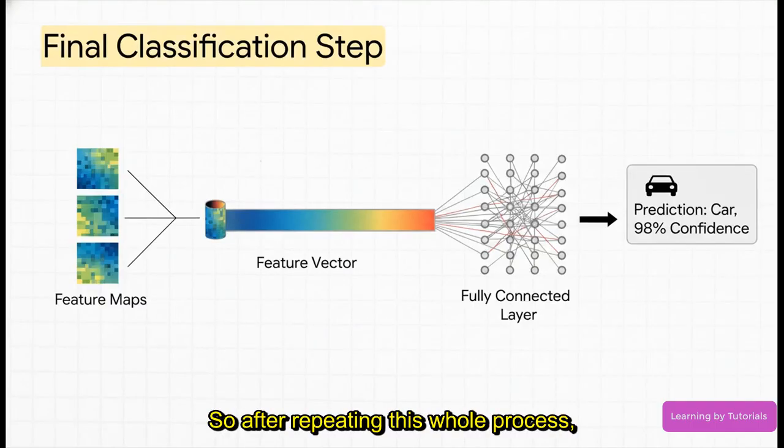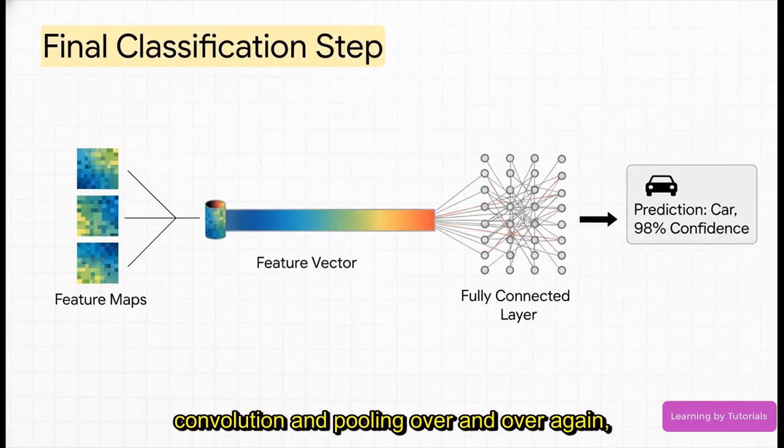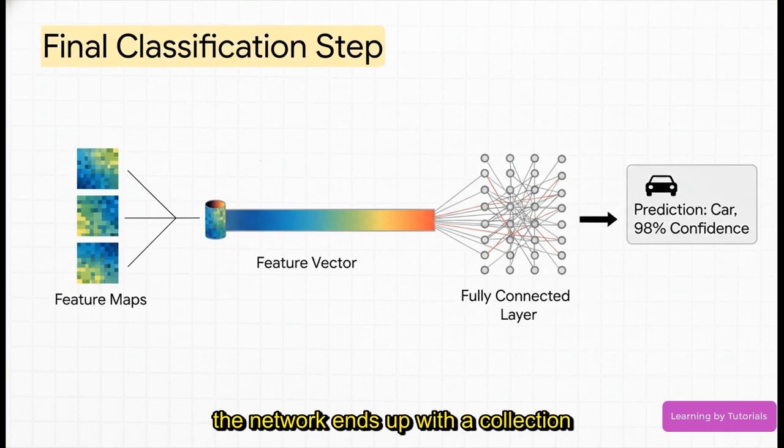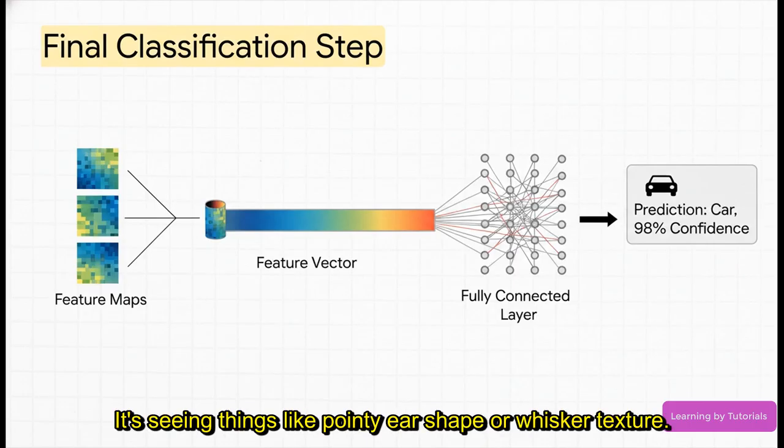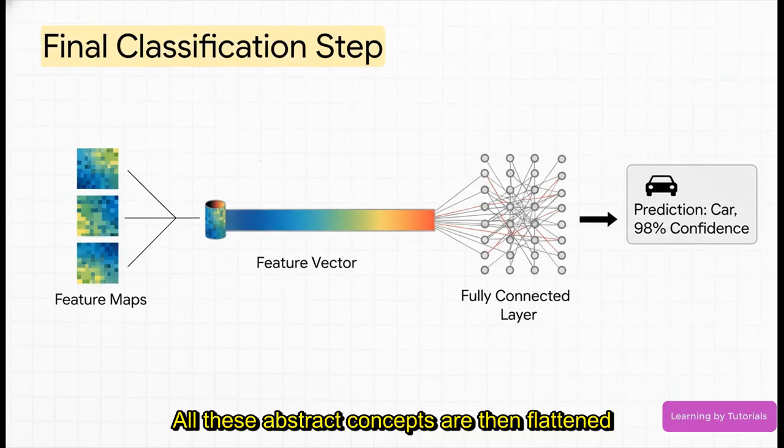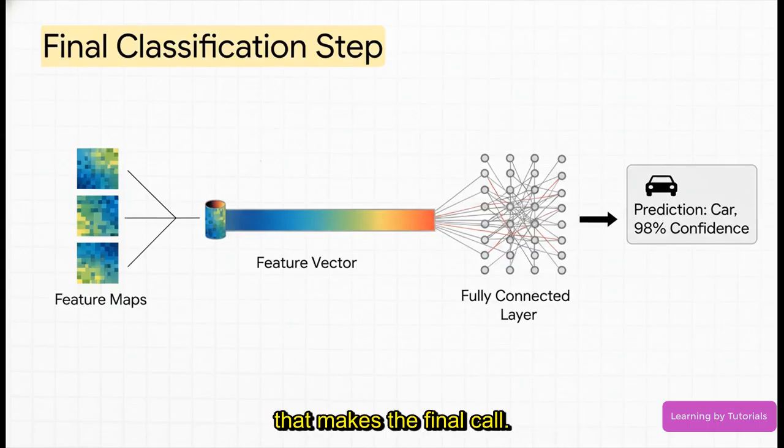So after repeating this whole process, convolution and pooling over and over again, the network ends up with a collection of really high-level features. It's not seeing pixels anymore. It's seeing things like pointy ear shape or whisker texture. All these abstract concepts are then flattened into one final list and fed to a part of the AI that makes the final call. I am 95% confident this is a cat.